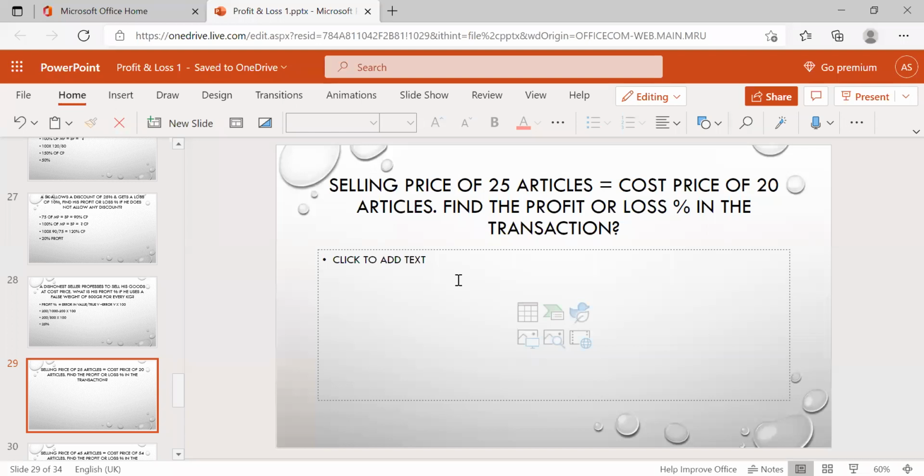Which one is correct for this one? Selling price of 25 articles equal to cost price of 20 articles. Find the profit or loss percent in the transaction. So is it loss or profit? First of all, you just say, then we'll discuss the problem. Next.